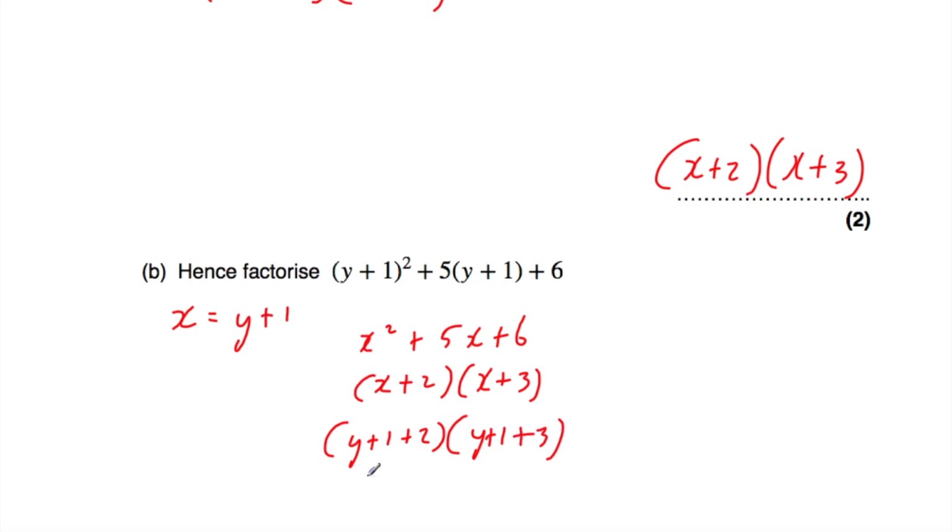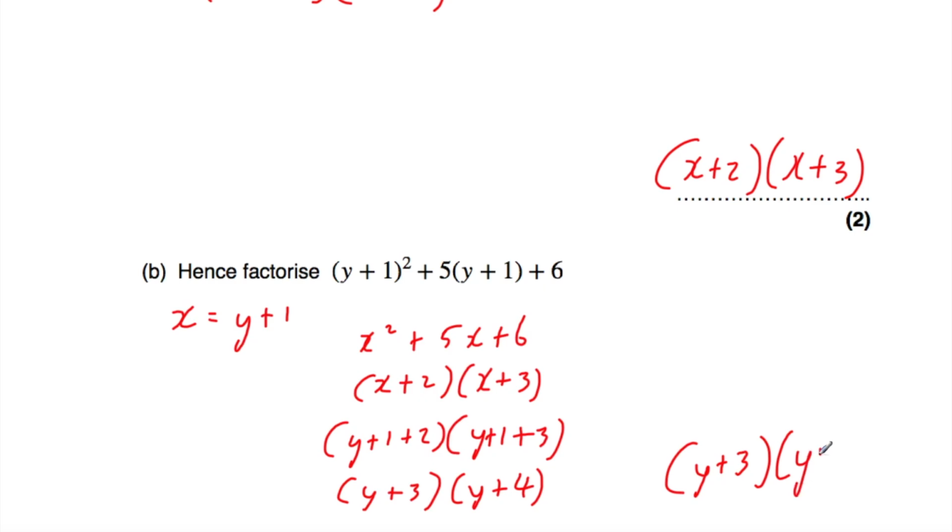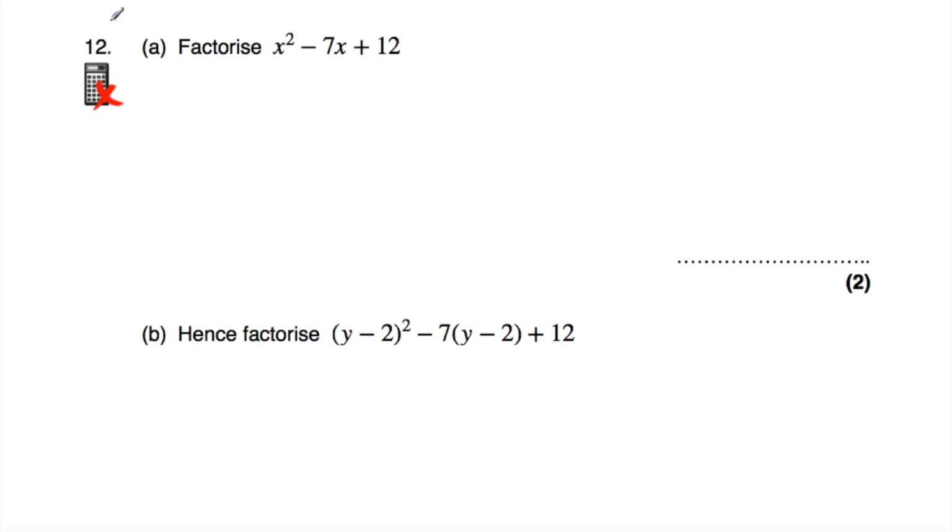And then if we simplify this, we've got y plus 1 plus 2, so that's going to be y plus 3. And then we've got y plus 1 plus 3, so that'll be y plus 4. So the answer would be (y plus 3)(y plus 4). And that's it. We've just replaced the x in our answer to A with y plus 1, and then simplified it and got our answer. Okay, let's look at our next question, question number 12.